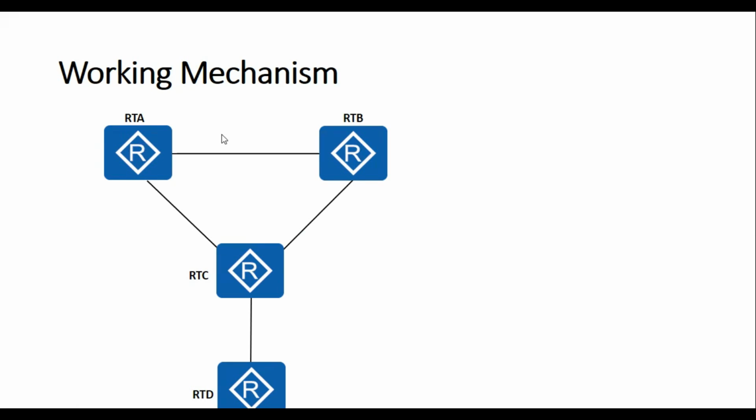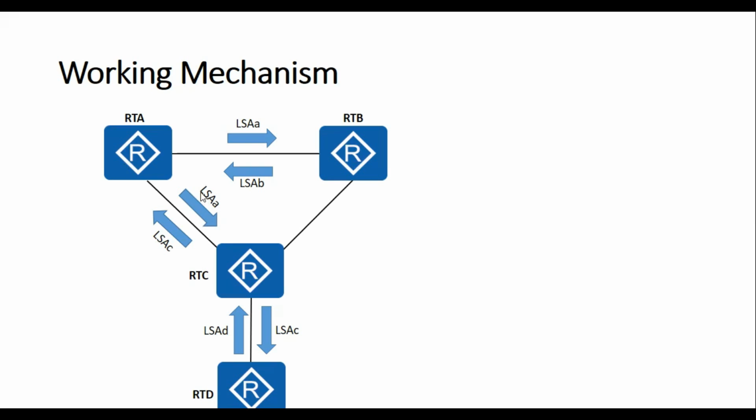Once that is established, they exchange what we call link state information. Router A will have some link state information that it will send to B. You see, we have a link state advertisement from router A to router B, and router B as well advertises link state information to router A. Router A will also send link state information to router C because router C is a neighbor. So it will send a link state advertisement to router C.